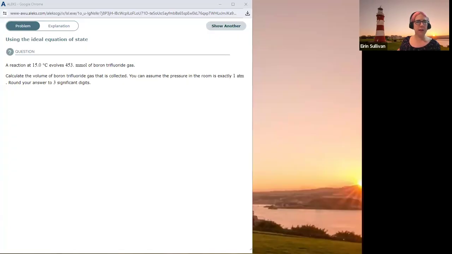Okay, so using the ideal equation of state, which is otherwise known as the ideal gas law, PV equals nRT. Just remember the pressure should be in atmospheres, the volume should be in liters, n is the number of moles of gas, so in moles, the gas constant is 0.08206 liter atmospheres per mole per Kelvin, and your temperature will be in Kelvin, okay?